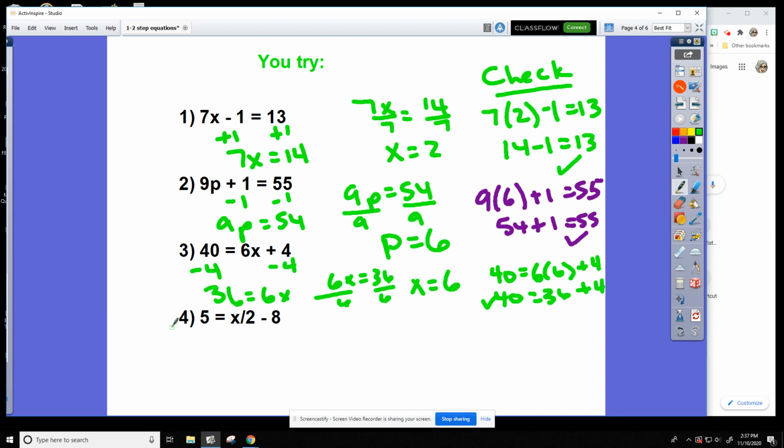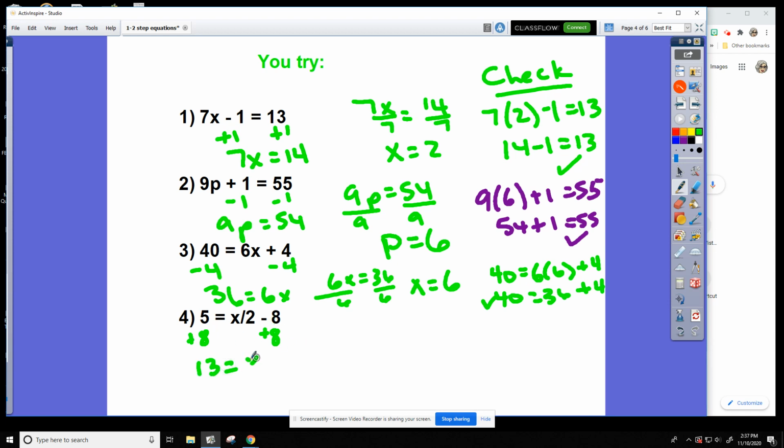If you do, you can multiply everything by 2. But the way to do it is also like this. But you can multiply both sides by 2. This becomes 10, this goes away, and this becomes -16. Or you could do it this way.